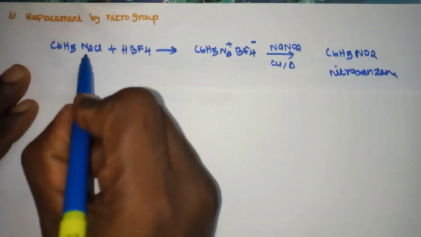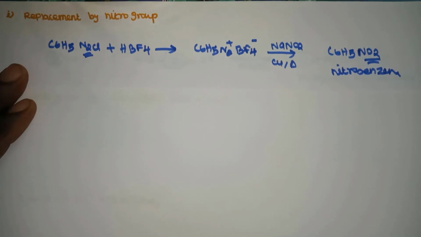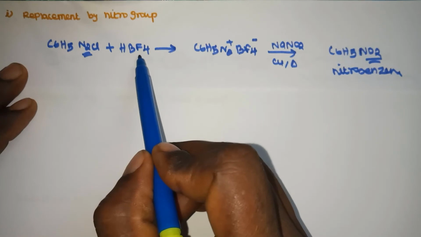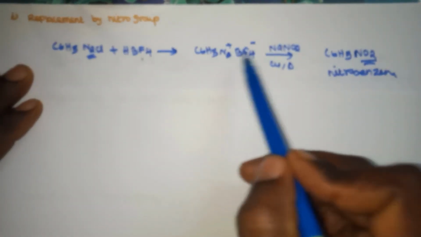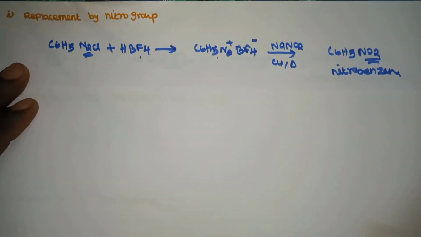That means the diazo group is replaced by the nitro group. This reaction is called replacement by nitro group. When benzene diazonium chloride reacts with fluoroboric acid to form benzene diazonium tetrafluoroborate, this reacts with sodium nitrite in the presence of copper and heating to form nitrobenzene.